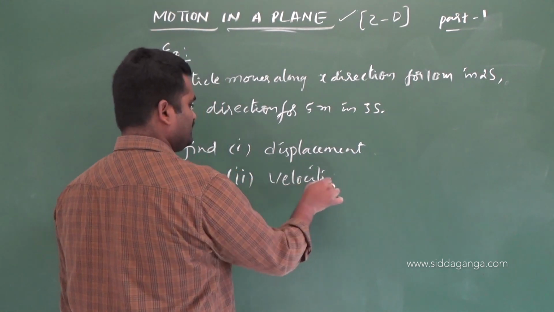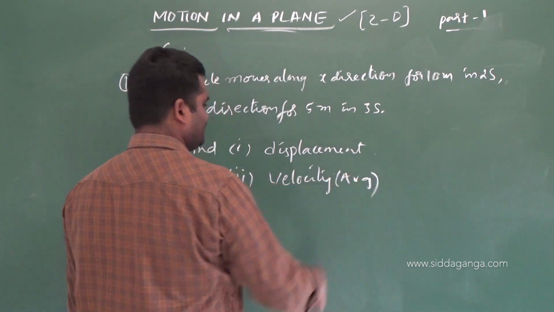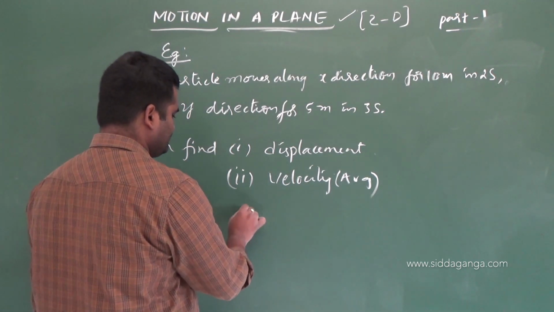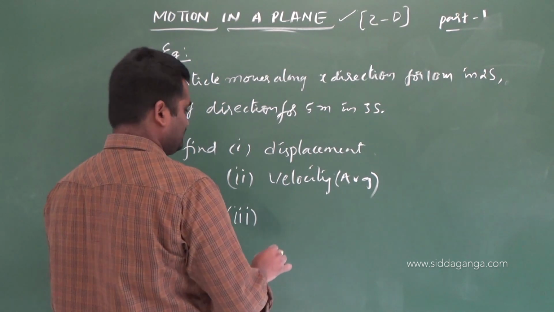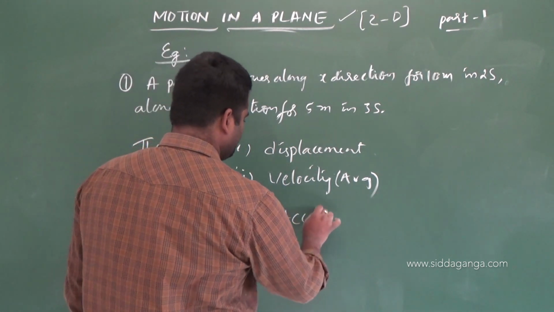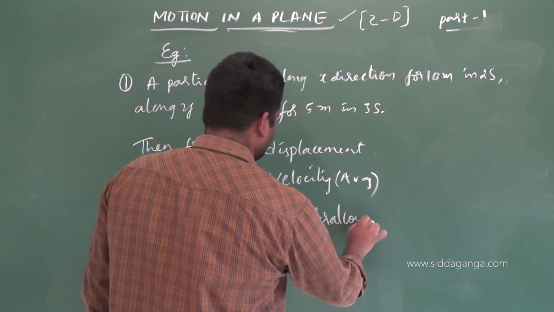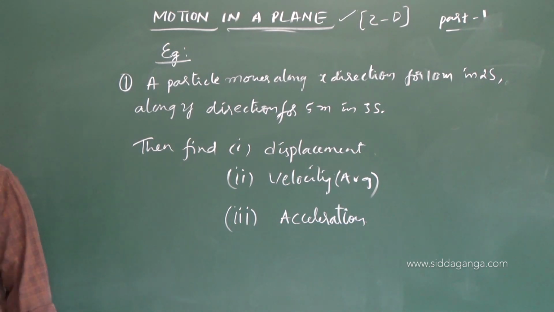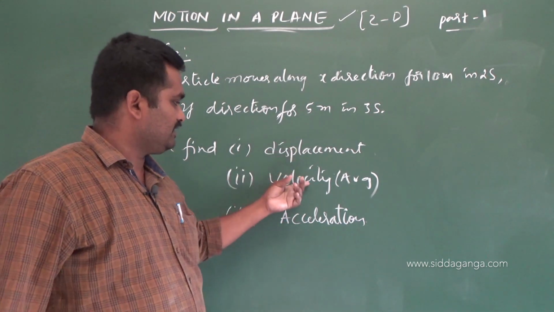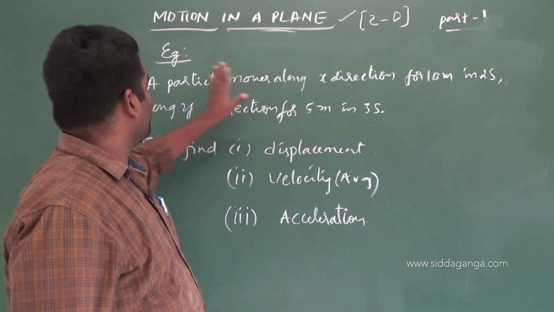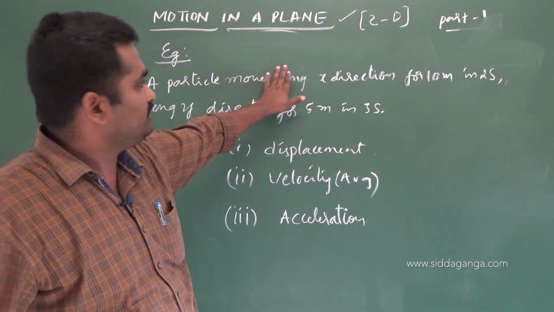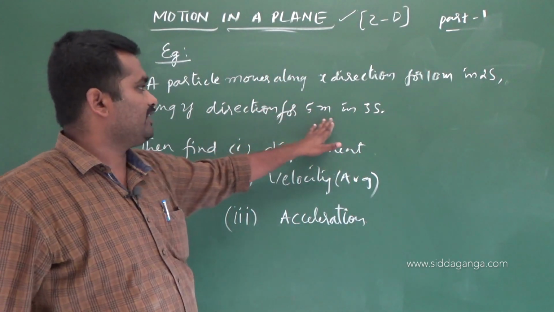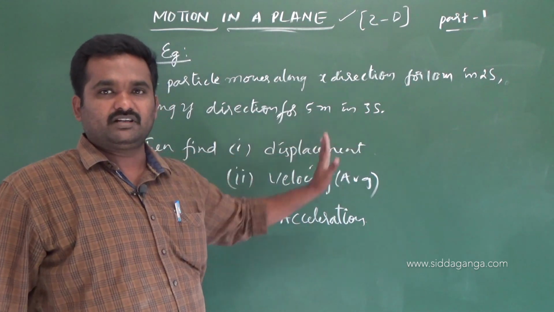This is average velocity, I am going to say average velocity of the particle, and what will be its acceleration also. These three parameters I just want you to find out. With this example, we will see how we need to find all this. I hope you have noted down displacement, velocity and acceleration we have to find. The problem is a particle moves along x direction for 10 meters in 2 seconds and along y direction for 5 meters in 3 seconds.